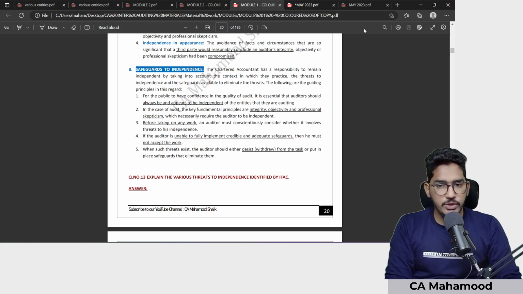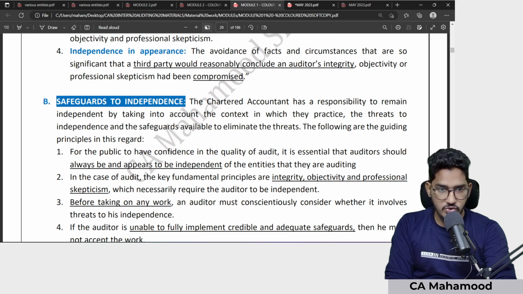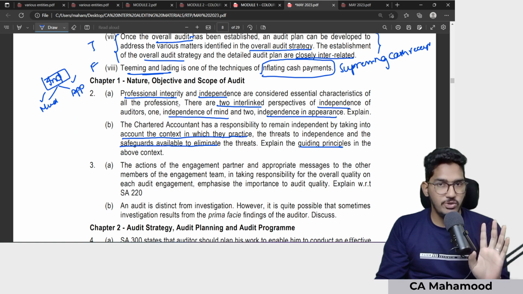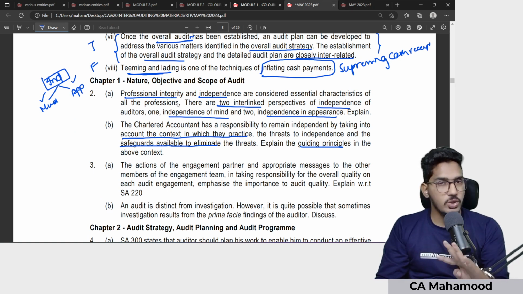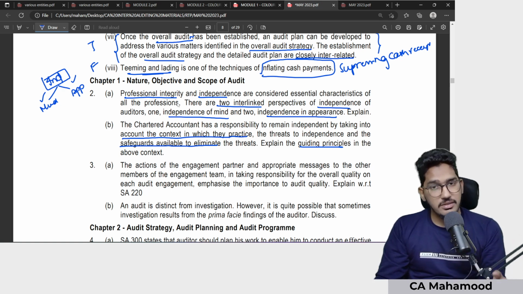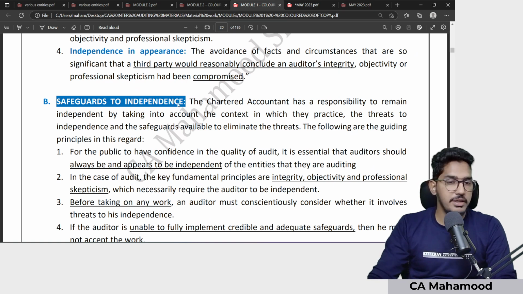Very simply, as we have seen, before accepting the audit itself, let me zoom out. Before accepting the audit itself, we need to decide whether there is any threat to independence. If you are able to eliminate it, then accept it. If you are unable to eliminate it, don't accept the audit itself. After accepting, if you come across any threat to independence, then also, if possible, try to eliminate it. If you are unable to eliminate it, then withdraw from the audit altogether. So this particular paragraph you are supposed to write, safeguards to independence.